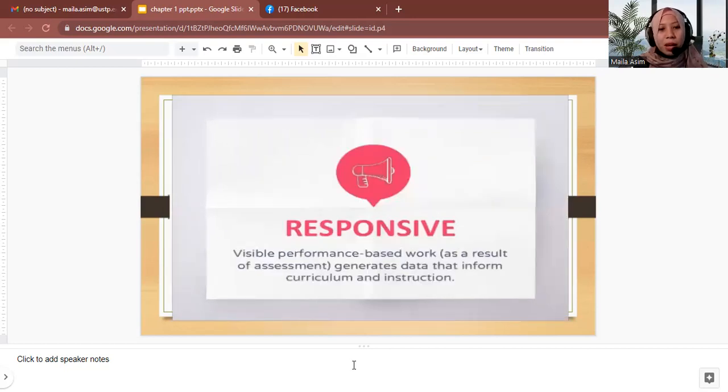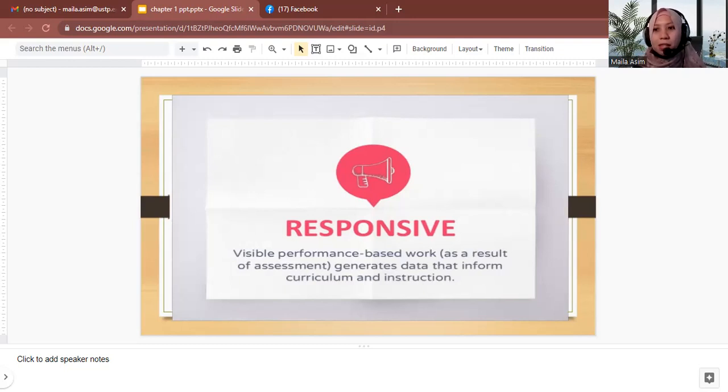First, we have the responsive. Responsive is a set of processes for responding to assessments that are thoughtfully developed, meaning visible and performance based, as a result of which it generates the data that inform curriculum and instruction.